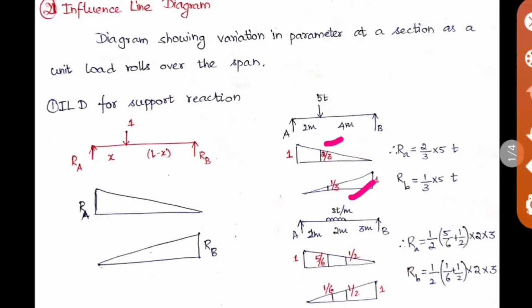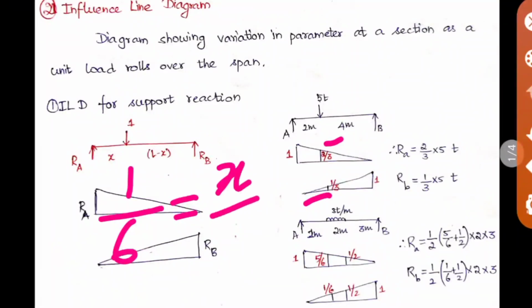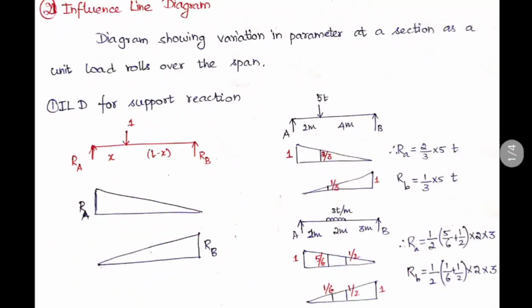Similarly, you do this for the other triangle also. So you will get 1 divided by 6 is equal to x divided by 2, taking this value only. So you will be getting 2 by 6, that is 1 by 3. So this is the value for this ordinate.